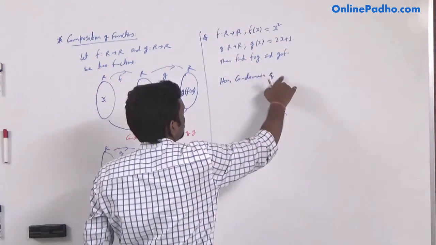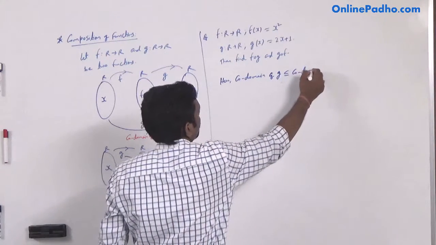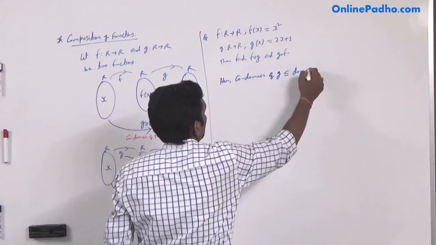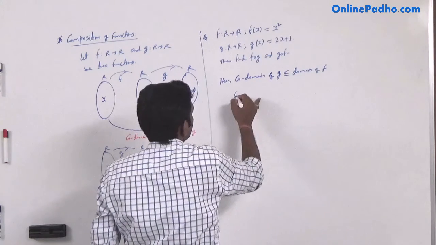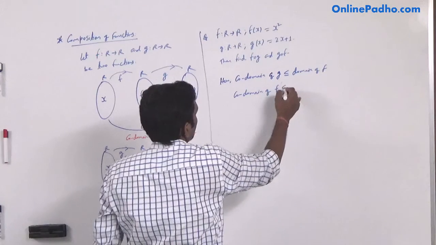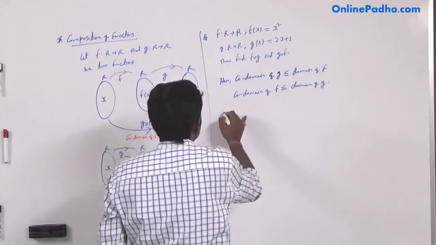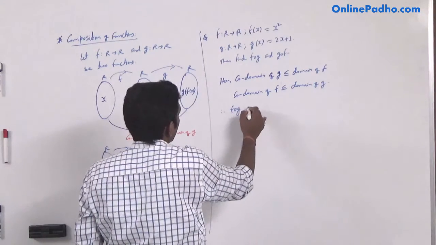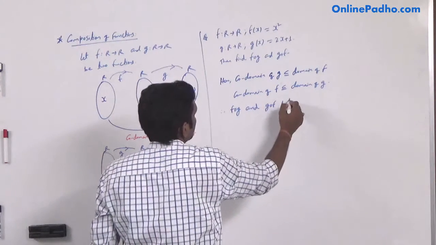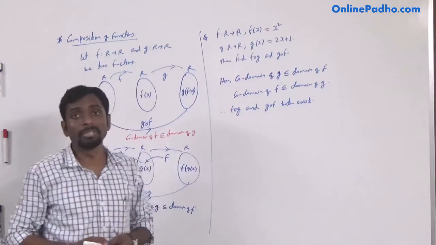To find FOG, the codomain of G must be a subset of the domain of F. And the codomain of F must be a subset of the domain of G. So therefore, FOG and GOF both exist.